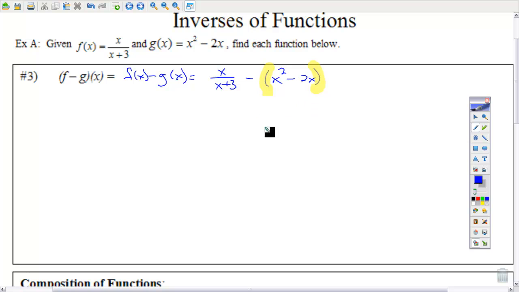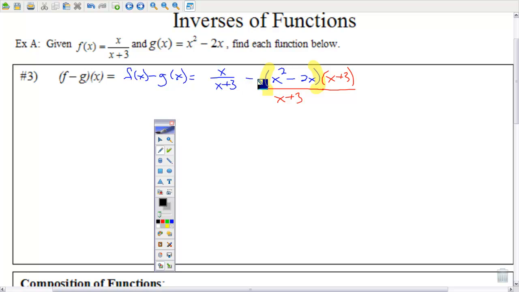Need common denominators. So I'm going to multiply the bottom and top of this second function by x plus 3. This negative right now is a problem. There's several ways for me to fix it. I could have already fixed it. I'm just going to continue here and show you another way that I can fix it. Writing this as one fraction. When you're subtracting, you subtract the numerators, leave the bottoms the same.